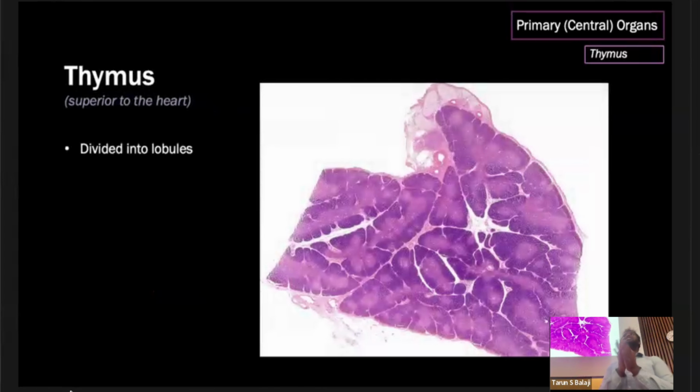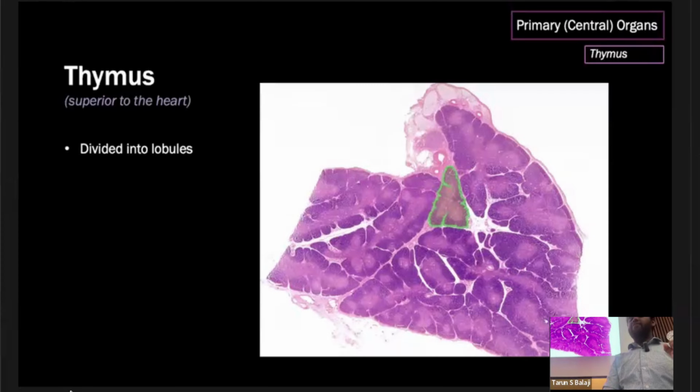Okay, now let's look at histology. Who doesn't love histology? I know. But there's a few easy things that you should be looking for. There's a few key features to identify your thymus. Now, your thymus is going to be divided into lobules. So those are these individual island sort of things over here.